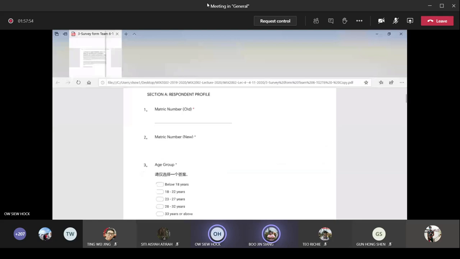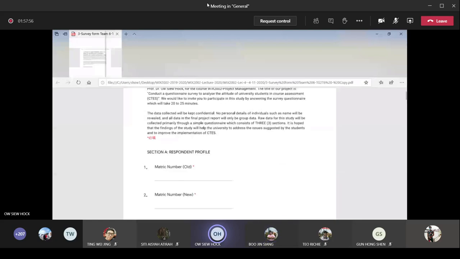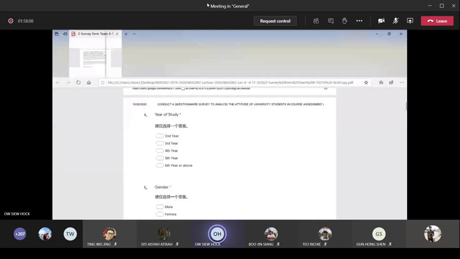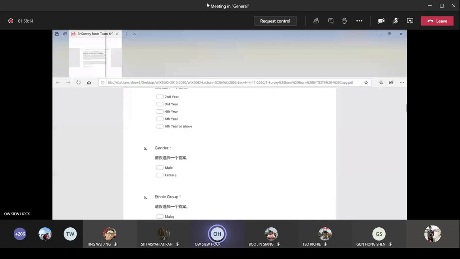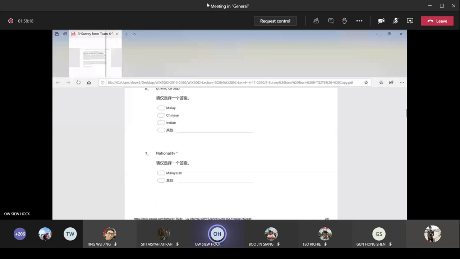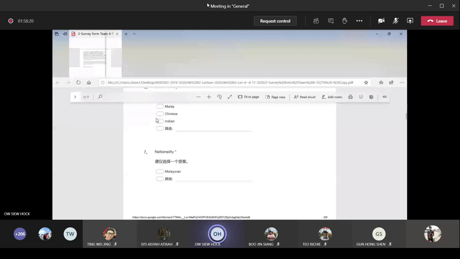Okay, so we just ignore the Chinese characters. So assuming that one is in English, required, right? Required to answer. So now you have this matric number, the old one and the new one, and then your age group. These are all fine, right? Next you have year of study. Again, the Chinese here should be choose one option only, right? Next, this question is fine. Gender is okay. Next, ethnic group will be okay. This Chinese word here means other, okay? So you have to fill in.